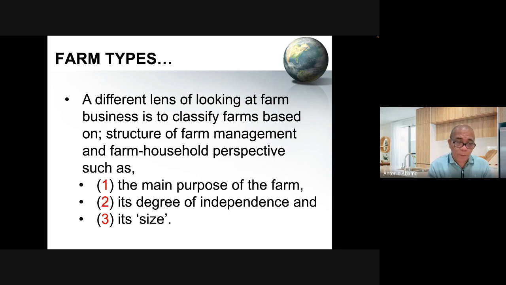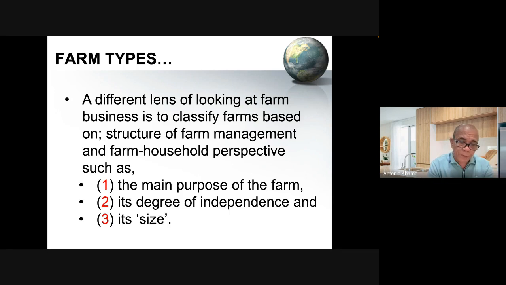The size is very important because if the size is very small or very fractionalized, it cannot even support a subsistence operation. Although it is designed for subsistence, it might not be enough for the household or for the family. So these are the things that we also have to consider: different farm types need different considerations.